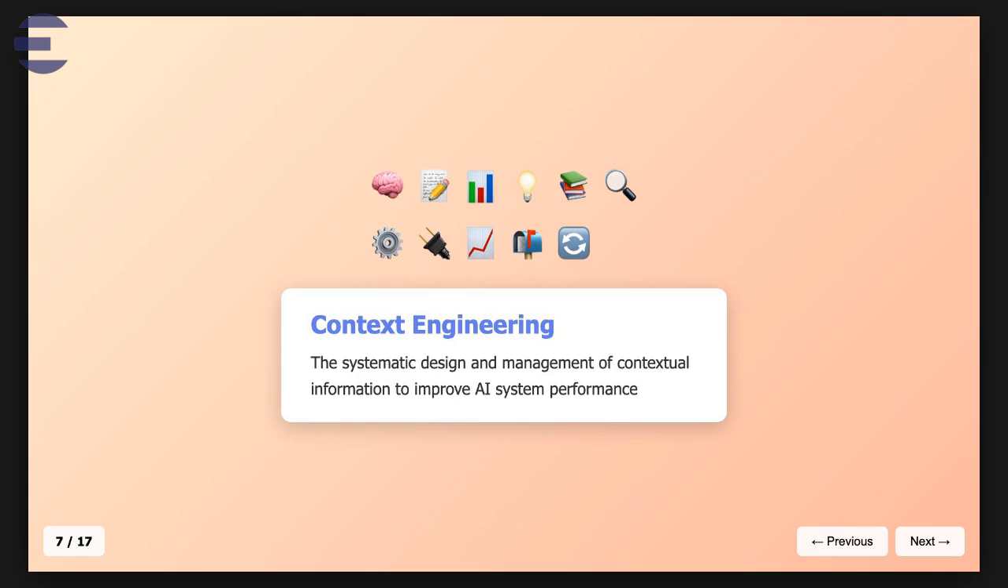So to put a formal definition on it, context engineering is the systematic practice of designing and managing all the information an AI needs to get its job done right. And this isn't just about the prompt. It includes all the documents you retrieve, the user's history, system instructions, the whole shebang. It's about being deliberate instead of just being accidental.